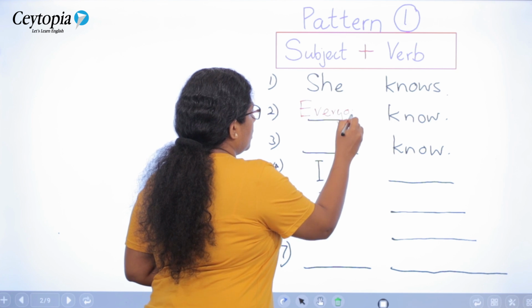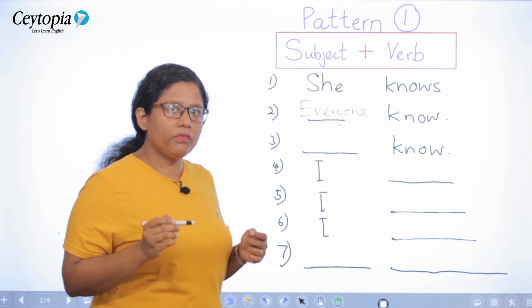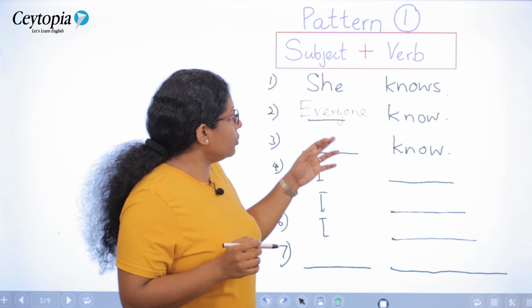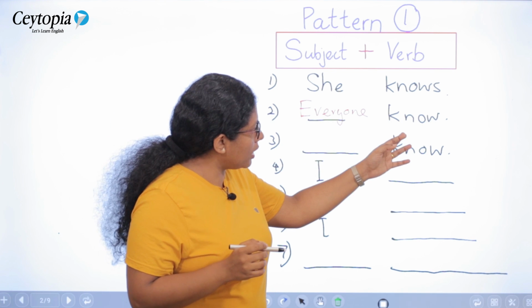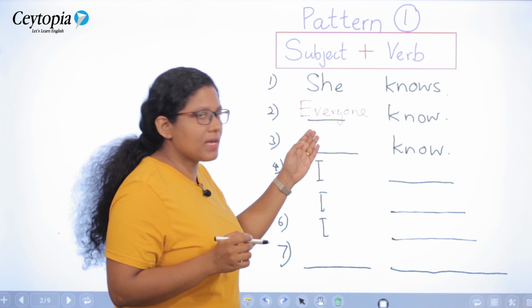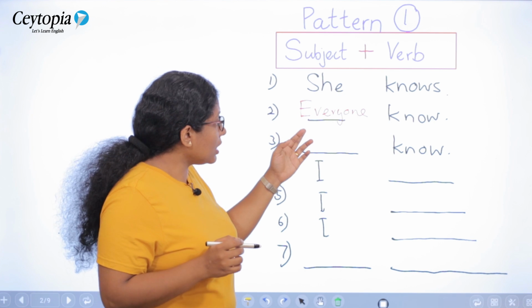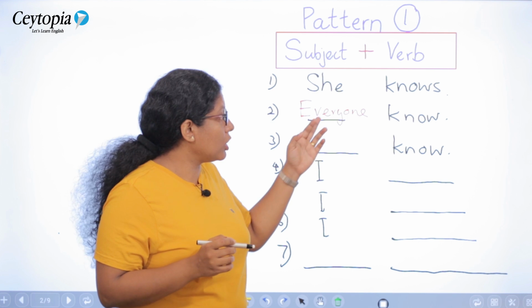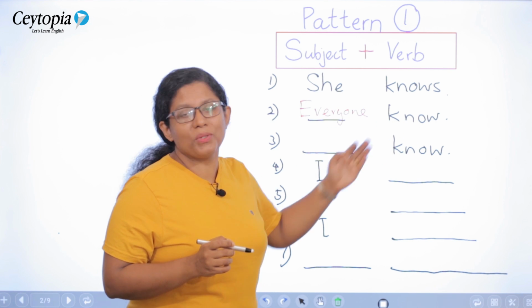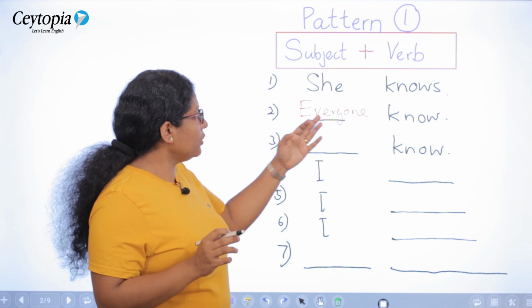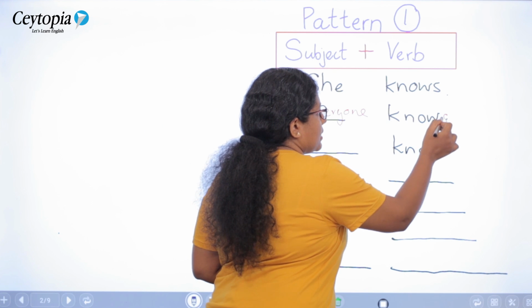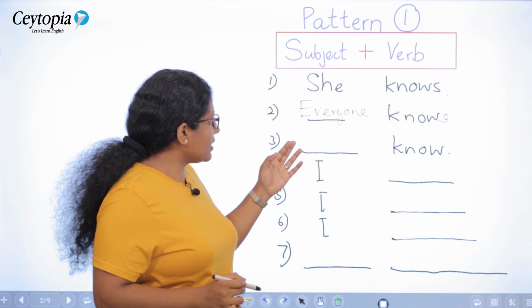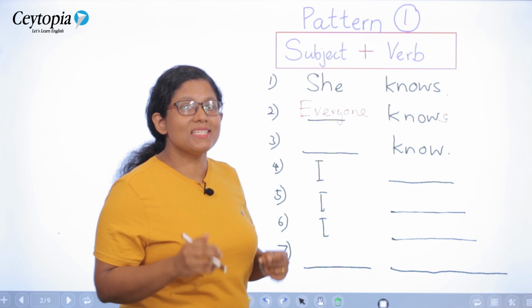Everyone. Now, there is something important we need to consider here. You need to place the verb according to the subject all the time. If your subject is a singular subject, you need to use the singular verb. Therefore, here you need to add an S. Your answer is everyone knows, your second sentence.